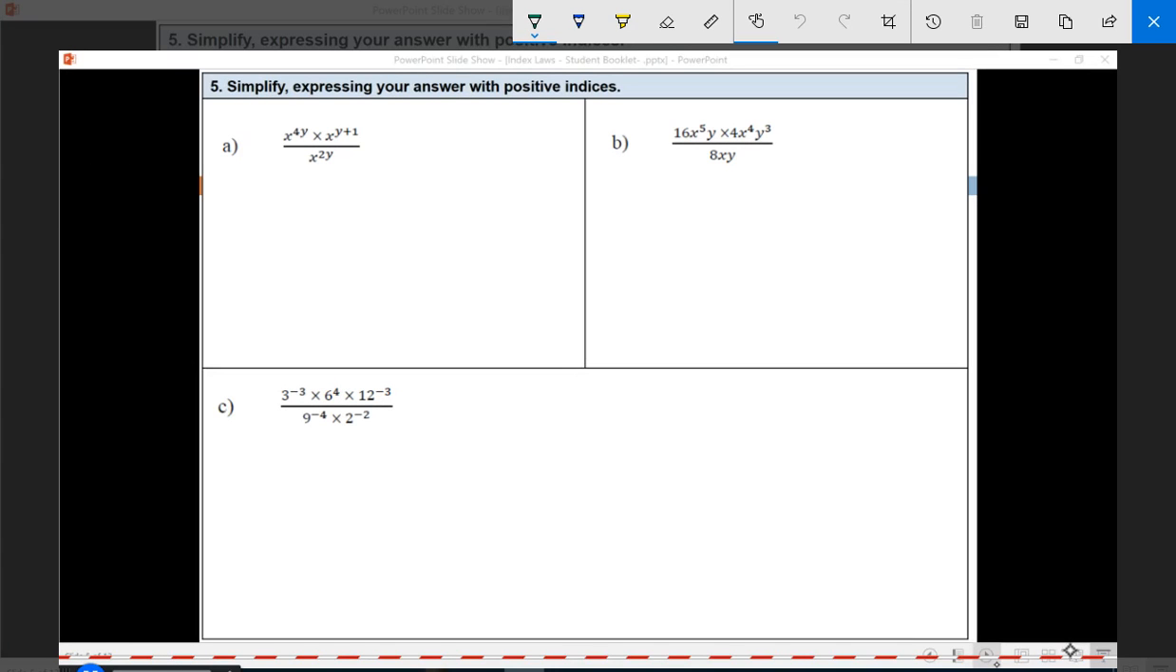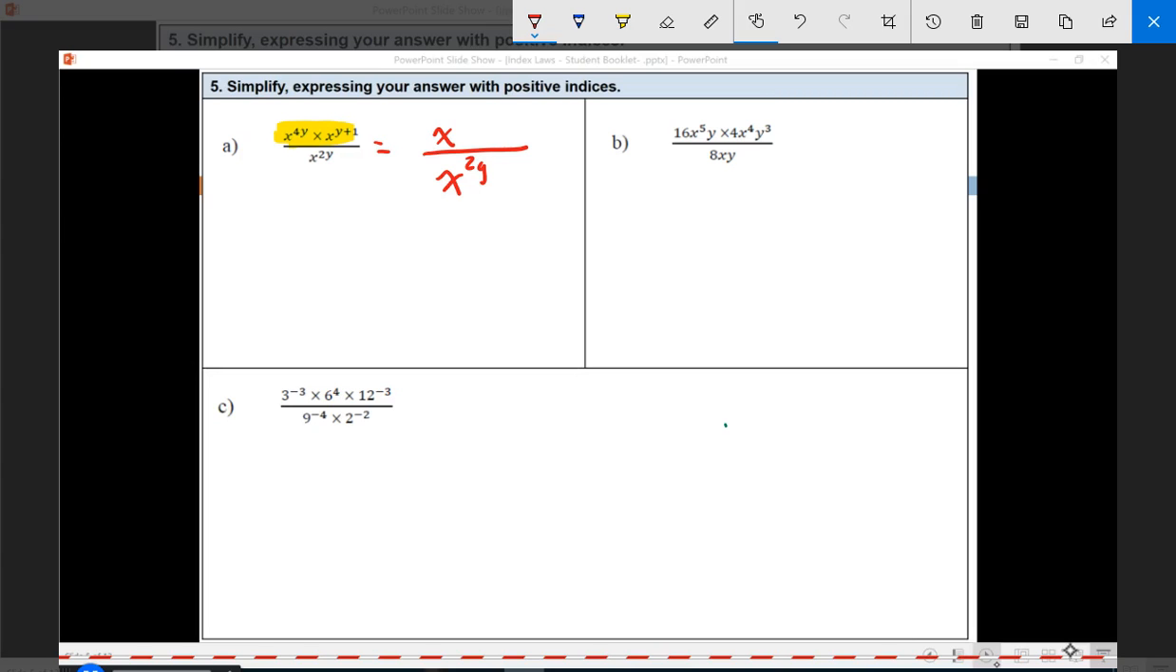So with this first one, guys, what I'm going to do is I am going to combine the tops. So the first thing I'm going to do is I'm going to simplify the top. Okay, so I'm going to take care of the top. So my bottom's going to stay the same as x to the 2y. Now my top is going to become what? Well, guys, my base is going to stay x. And then how am I going to have to write the index? What am I doing to the indexes here?